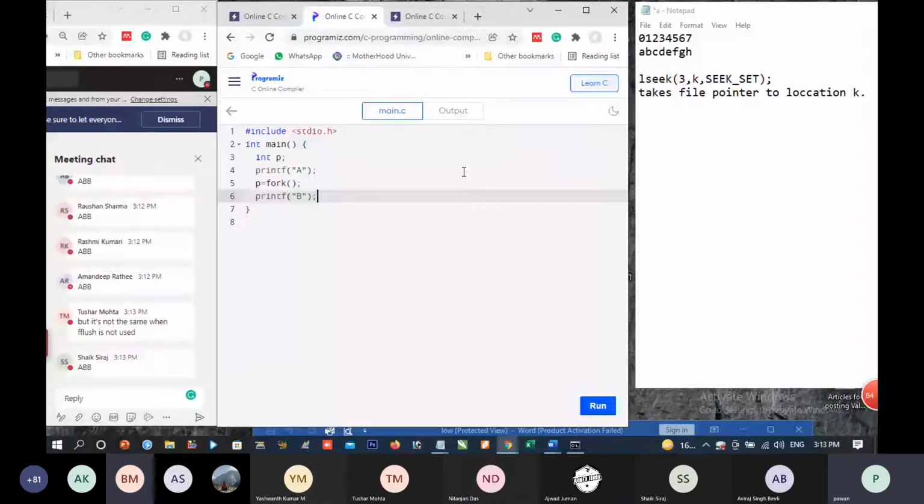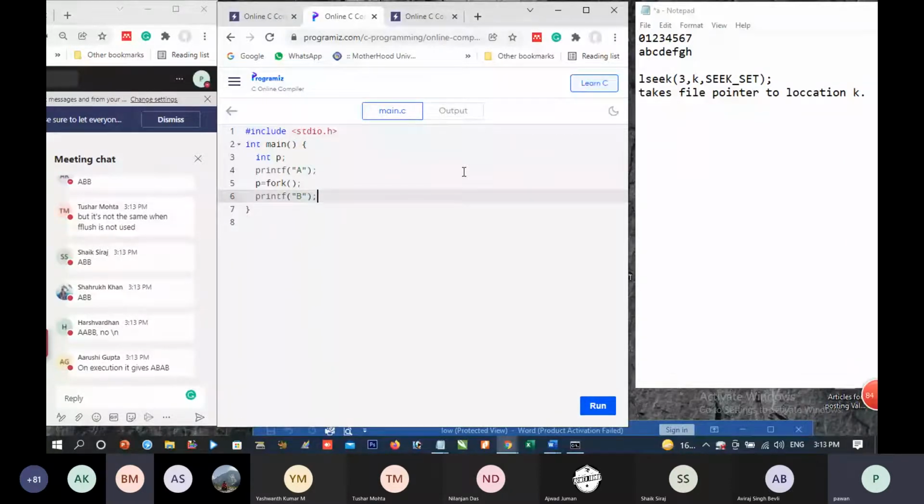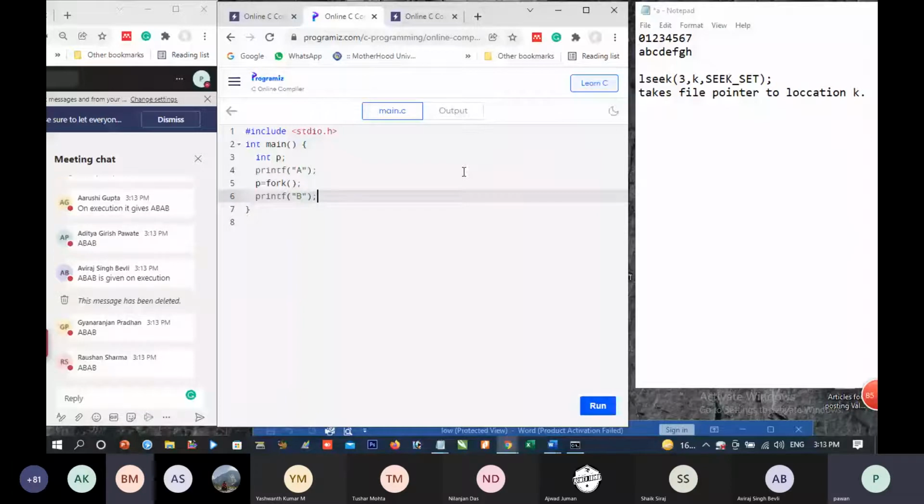Yes, I will let you know. And it is not the same when F plus is not used. You are correct. Yes. Harshvardhan, you are wrong. Double A will not come. Double A cannot come. It will be AB, AB. Double A is never possible. Harshvardhan, you are getting only AB because of this. You put sleep on afterwards. Even with sleep on there is a danger.